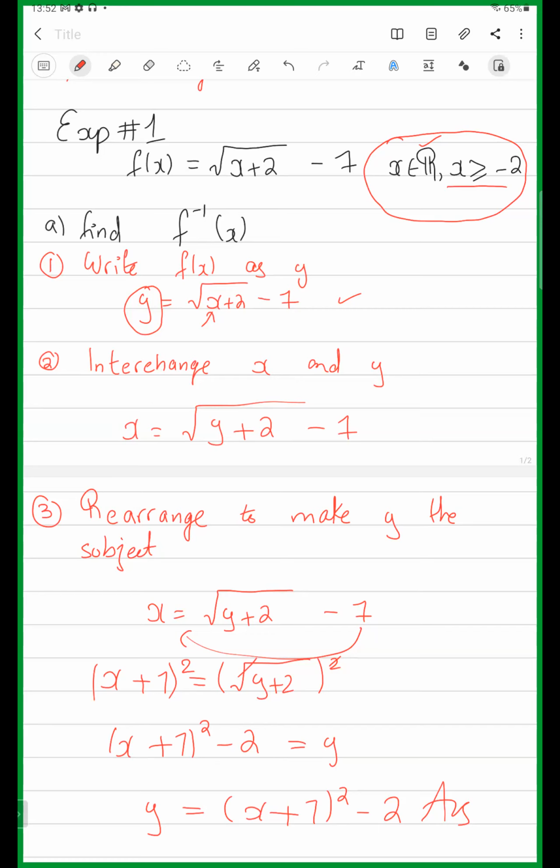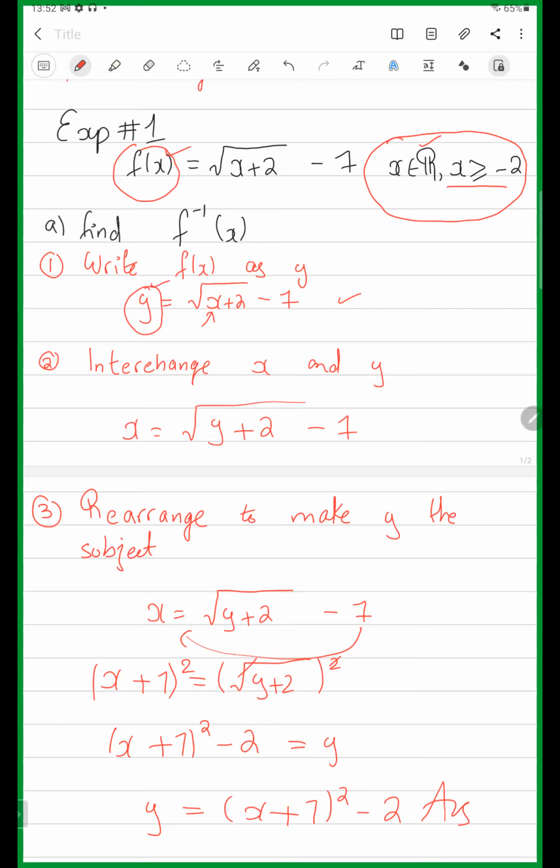Okay. So we have three steps. Just use these three steps and you would be able to find the inverse function easily. Step one says, if you have f of x, it could be that you have g of x, h of x, whatever the name of function is, just replace that with y. So we had f of x here and I've written y here.